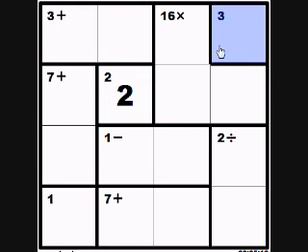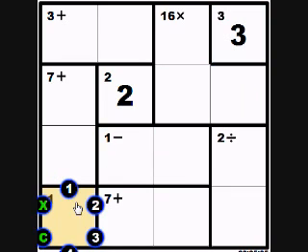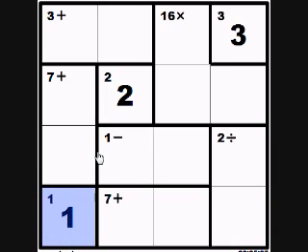Same goes for this cell here. That's a 3 because it needs to combine to a 3. There are no operators here, therefore it has to be a 3. This is what is referred to as a freebie. So let's fill in all the freebies to start the puzzle.